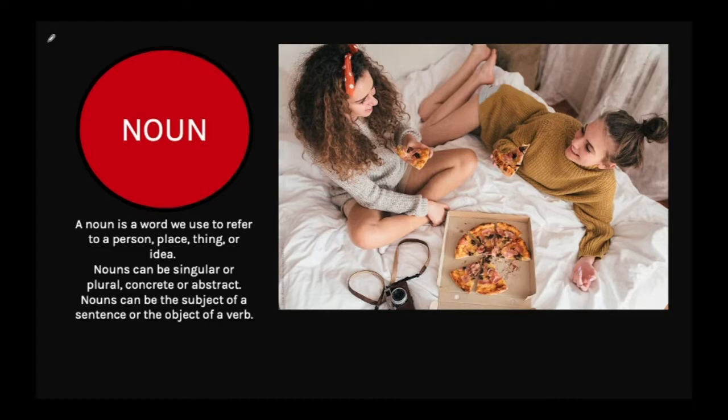What is a noun? A noun is a word we use to refer to a person, place, thing, or an idea. Nouns can be singular or plural, concrete or abstract. We had already done this exercise in a previous unit. We identified the nouns in this picture of these two lovely ladies. Remember, they are Lexi and Jules.